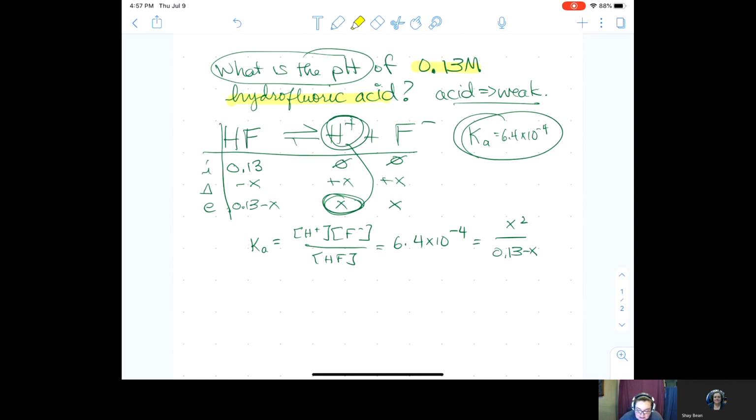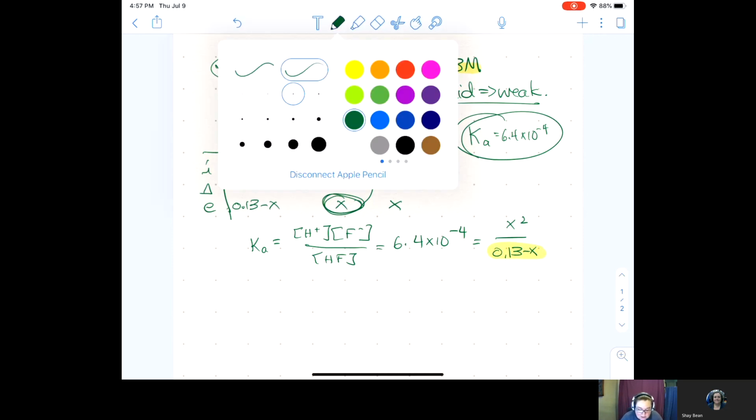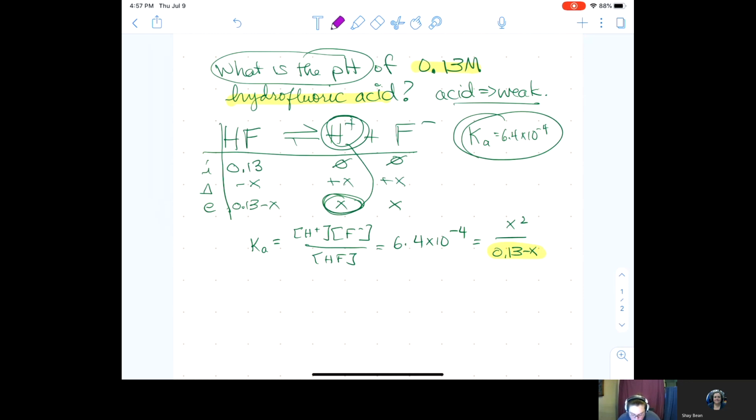Now, there is an approximation that we can almost always use so that we don't have to do the quadratic equation, and that's looking at this denominator, 0.13 minus x. Your textbook talks about this in one of their sample problems, but let's go over it now. 0.13 minus x is going to be very close to 0.13 if x is very, very small.